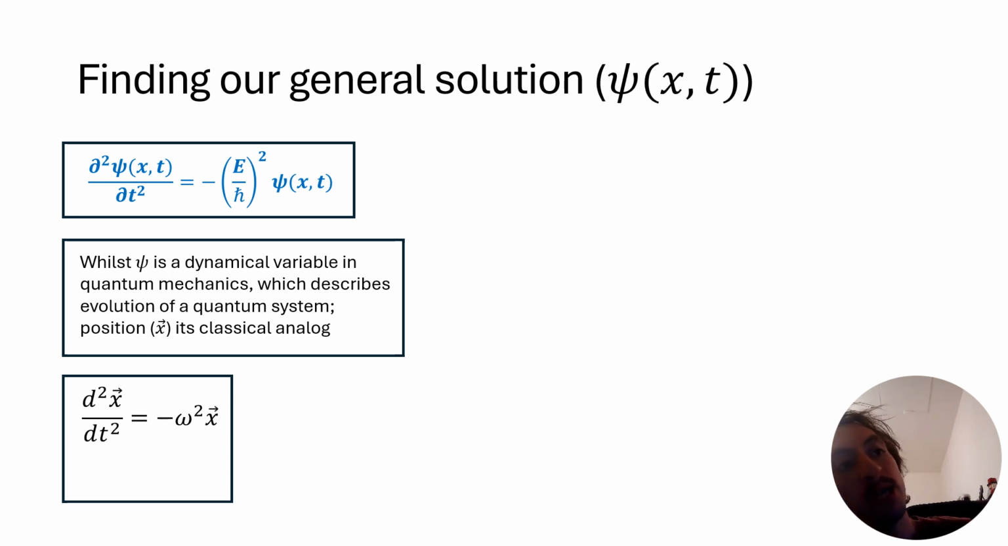Now, this bottom equation is the equation for a simple harmonic oscillator, because what it's saying is that the size of the acceleration of a particle, so the amount of force the particle is experiencing, increases as the particle moves away from its natural position.